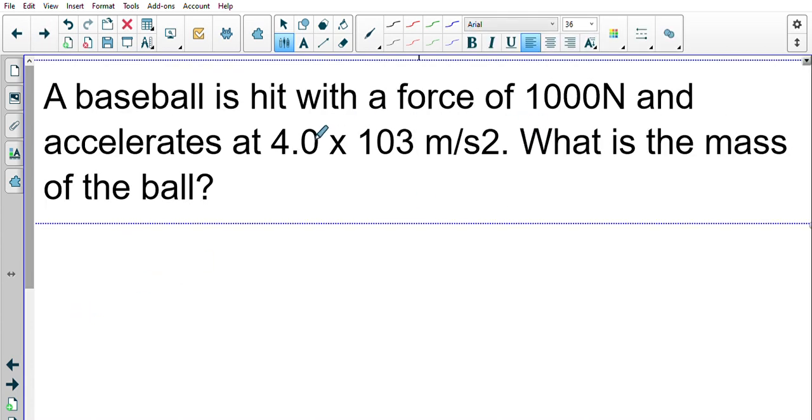All right, here we have a baseball. A baseball is hit with a force of 1,000 newtons and accelerates at 4 times 10 to the 3 meters per second squared. What is the mass of the ball? All right, so what do we know? We have 1,000. 1,000 what? 1,000 newtons. So what do we measure in newtons? Force. What do we measure in newtons? Force.